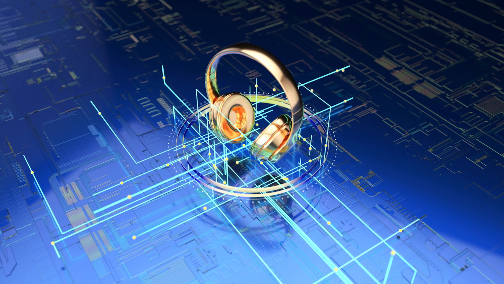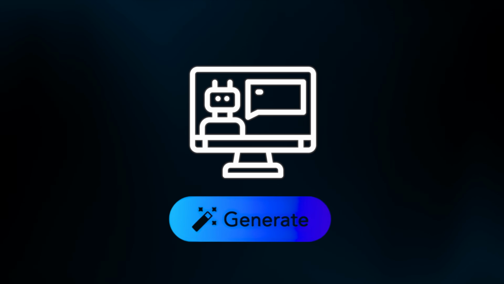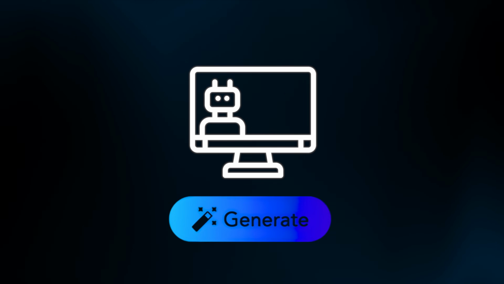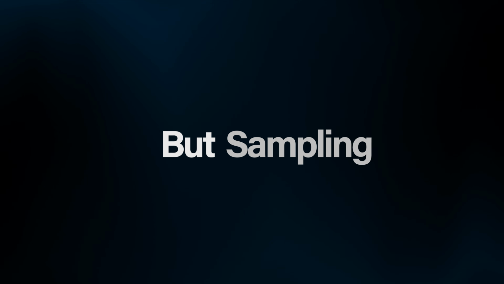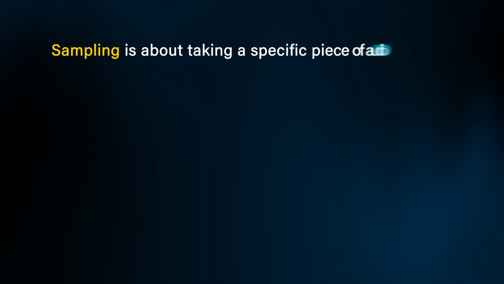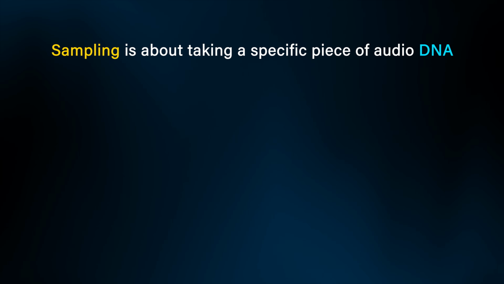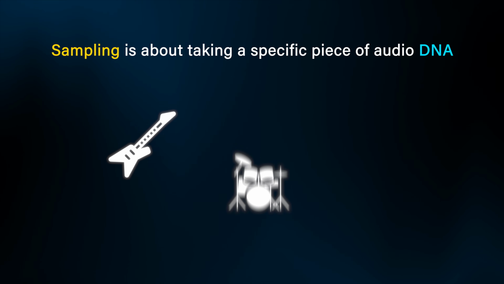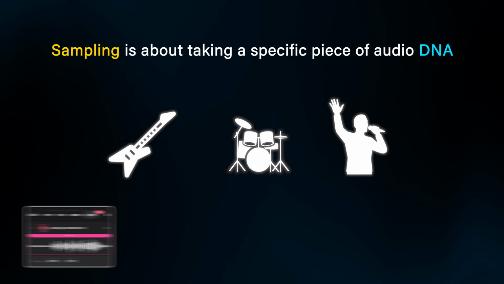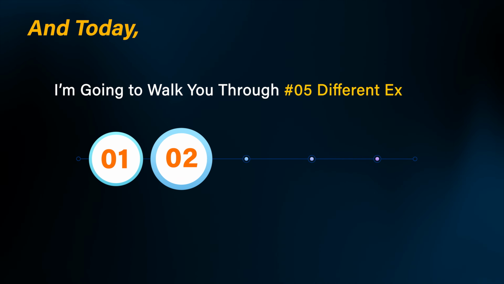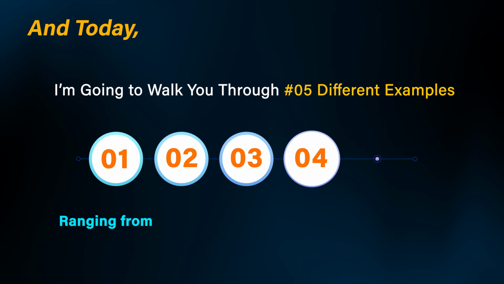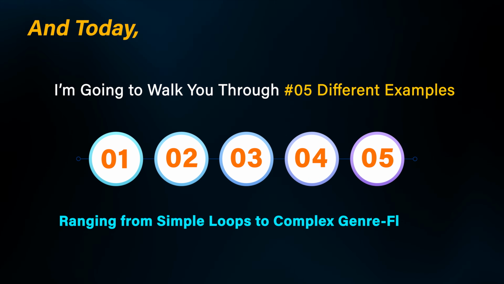Now, usually when we use AI music tools, we're either generating something from scratch with text, or we're doing a cover, which changes the sonic veneer of a song but keeps the structure. But sampling is different. Sampling is about taking a specific piece of audio DNA, a guitar riff, a drum break, or a vocal chop, and weaving it into the fabric of a completely new composition. And today, I'm going to walk you through 5 different examples, ranging from simple loops to complex genre flipping.